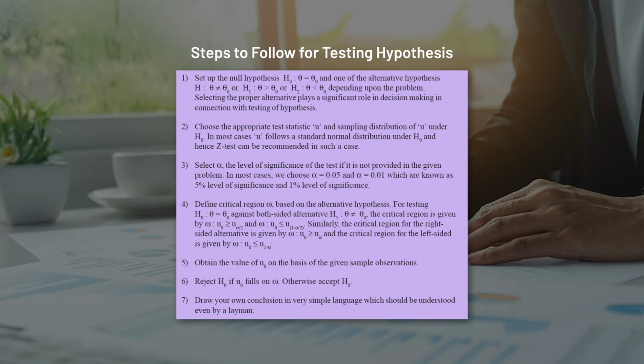So obtain the value of mu 0 on the basis of the given sample observations. Reject the null hypothesis if mu 0 falls in the critical region, otherwise accept the null hypothesis. So draw your own conclusion in very simple language, which should be understood even by a layman.